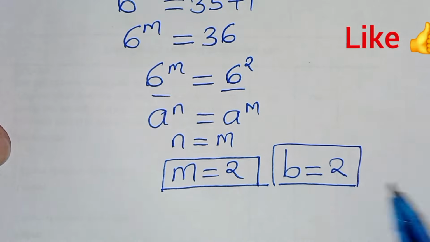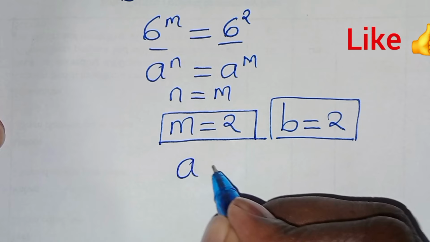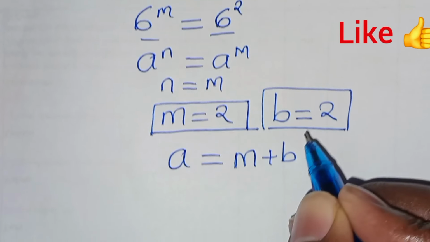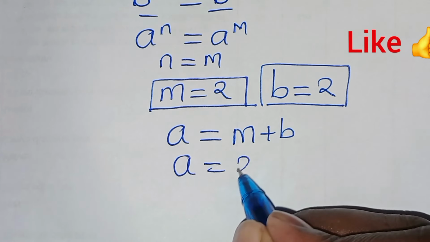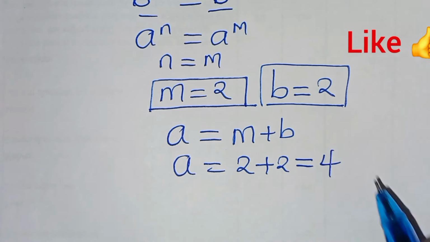So we can solve for a. Remember, a is the same thing as m plus b. So a is equal to 2 plus 2, and this is equal to 4.